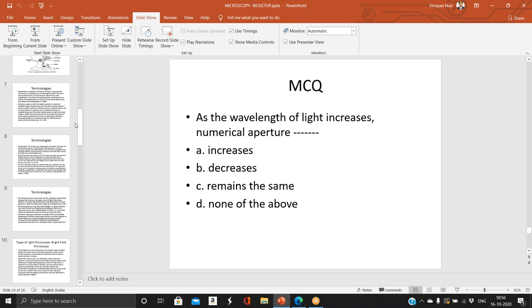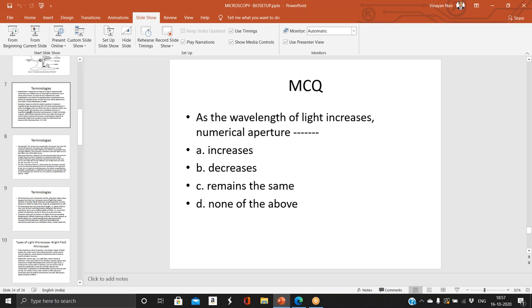Prema Kumari, B, decreases. Prema Kumari has given the answer. I need three more answers. Shalini, Maunia, Lalti Yadav. A, increases. Two more answers I am waiting from Shalini and Maunia. Shalini has decreases. That means B. Okay. Maunia, only you are left. Maunia, give me the answer. Decreases. Okay. So, this question, three of you have made it correct. B is the correct answer.